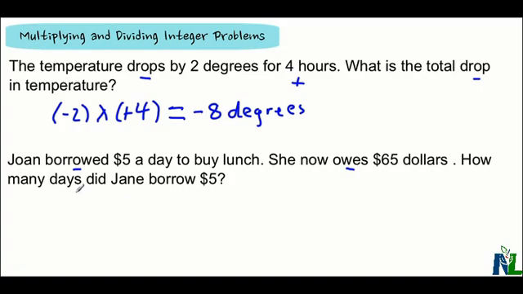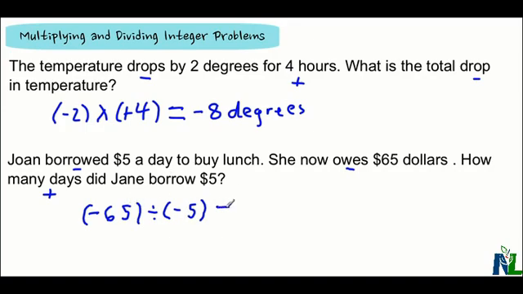So again, how many days time is elapsing? We'd expect our answer to come out to be positive, right? So how many days did Joan borrow the $5? So here we can model this with a division statement. She now owes $65, so we can represent that with a negative 65. And we're dividing that by negative 5, okay, because she borrowed 5 every day.